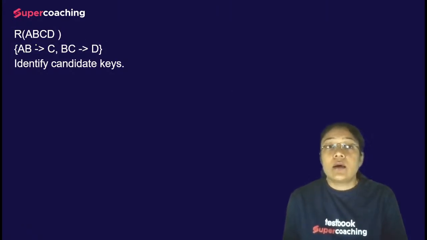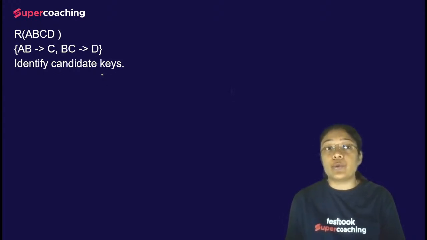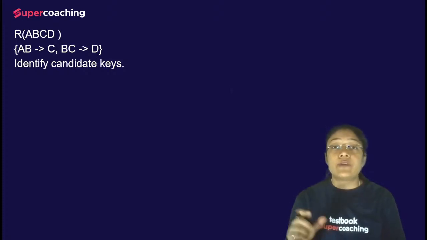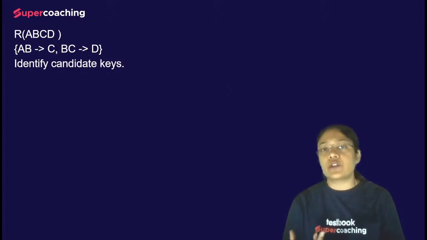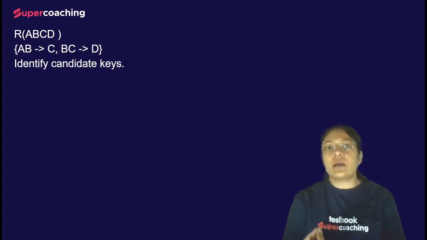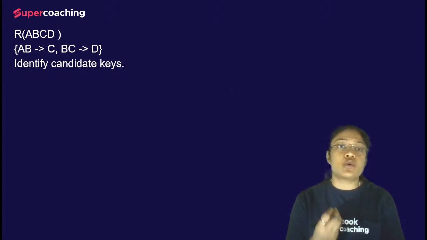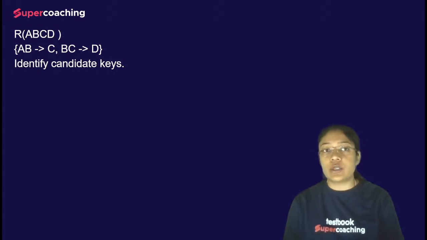Next one. There is a relation R with 4 attributes A, B, C, D, and we are given 2 functional dependencies. We have to identify the candidate key, prime attribute, and non-prime attribute. So you know the starting point: the attributes which are present on the left hand side of the first functional dependency. At least we need some starting point and we cannot explore all the options, so this is the easiest approach.